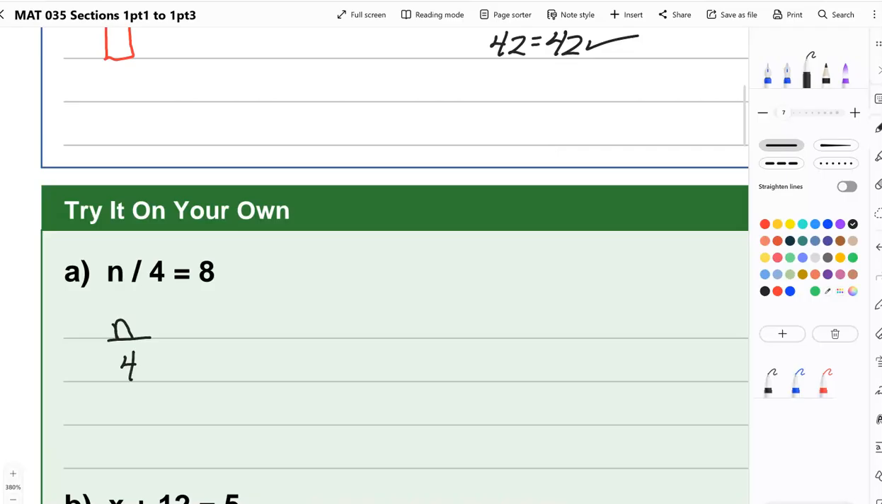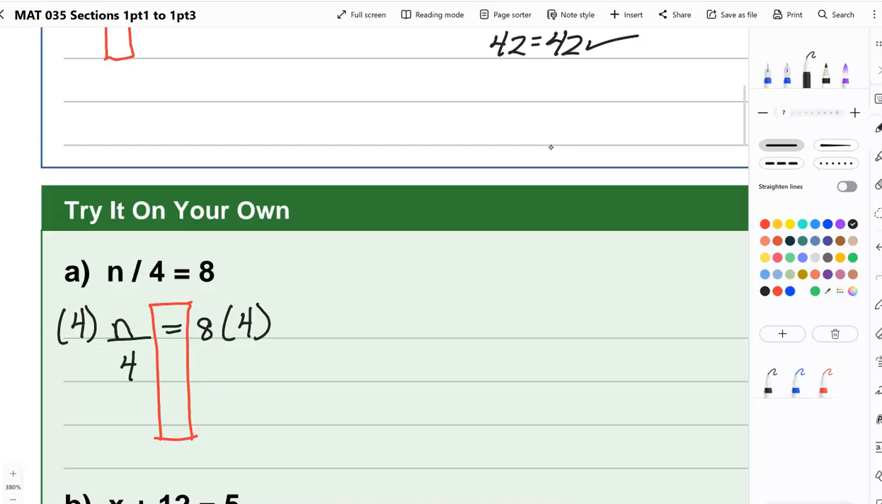We have n divided by 4, and I'm going to write it this way. N divided by 4 equals 8. I'm going to draw my wall. So we're going to ask, what's the opposite of dividing? And the opposite of dividing by 4 is multiplying by 4. So I'm going to write it this way, multiplying by 4.